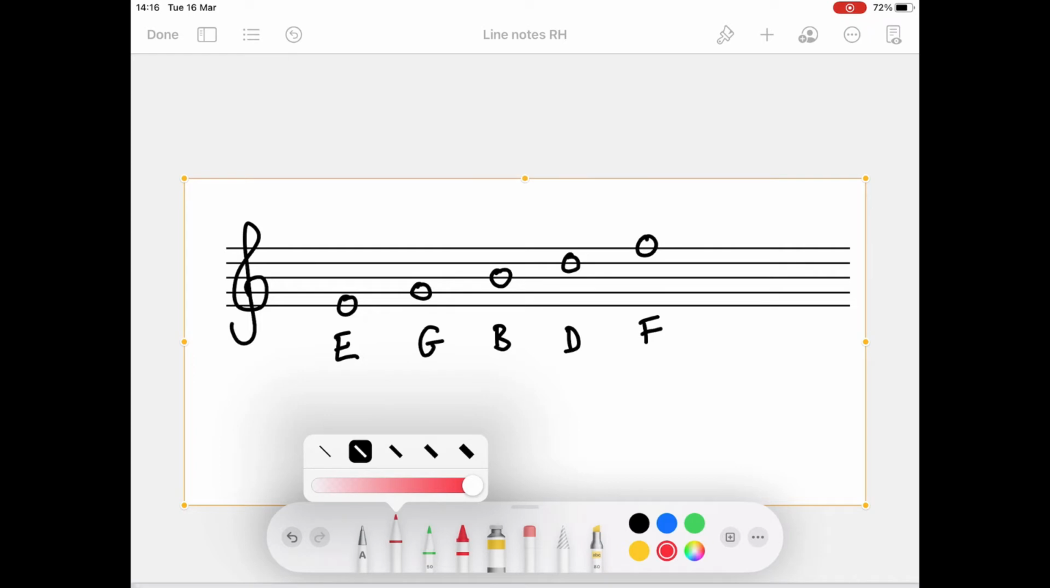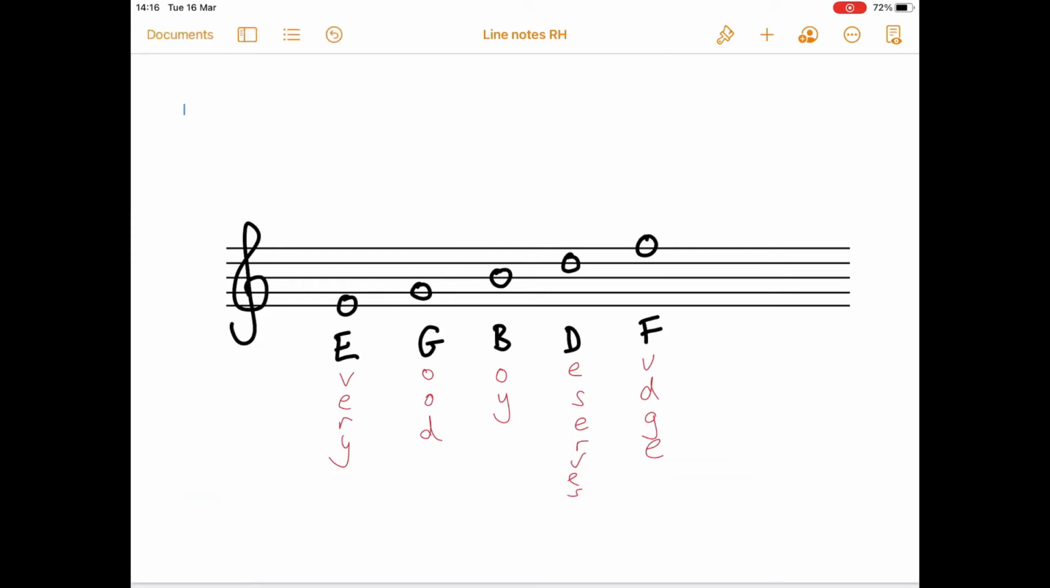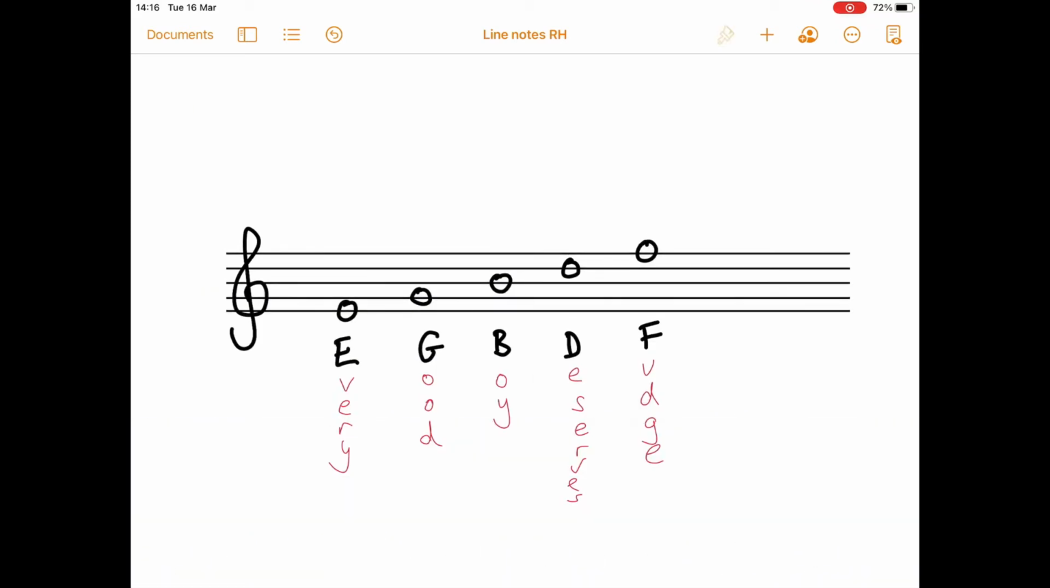So the E is going to stand for the word every. The G will stand for good. The B will stand for boy. D will stand for deserves. And the F will stand for fudge. So the sentence is, every good boy deserves fudge. And that will tell us the order of the line notes, starting from the bottom to the highest line note.